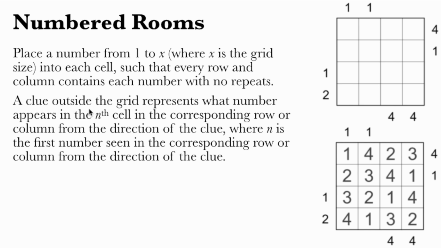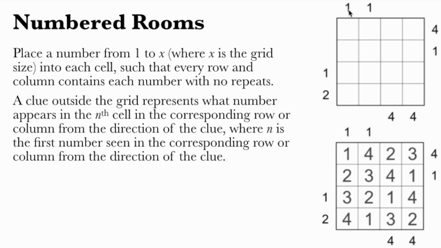A clue outside the grid represents what number appears in the nth cell in the corresponding row or column from the direction of the clue, where n is the first number seen in the corresponding row or column from the direction of the clue. All right, that's a mouthful. It's not actually that complicated, but it's hard to put it into words succinctly. So examples are the easiest.